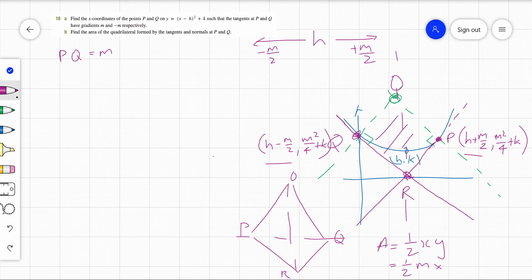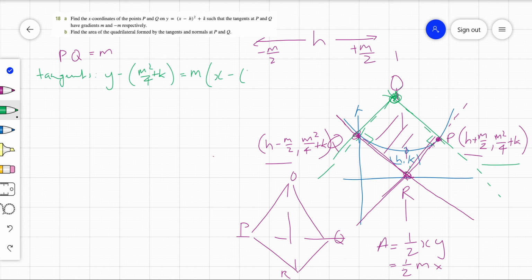Well, we really need to find where these tangents intersect and where these normals intercept, and then we can have a look at those 2 points. So let's have a look at the tangents. All right, let's find the tangent. So we've got y minus y1. I'm going to do P first over here. So y minus (m squared on 4 plus k) equals gradient, so the gradient was m, and then we've got (x minus (h plus m on 2)).